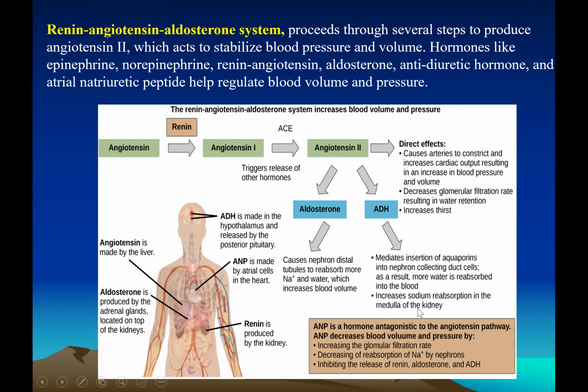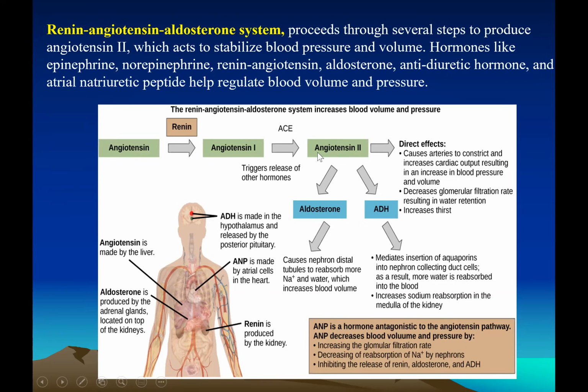One thing to always remember is sodium: water will follow sodium. So if the body absorbs sodium, water will follow it. What does aldosterone do? Angiotensin 2 can trigger another hormone called aldosterone. This can cause the nephron's distal tubes to reabsorb more sodium. And immediately you should think, if there is more sodium, water will follow it.